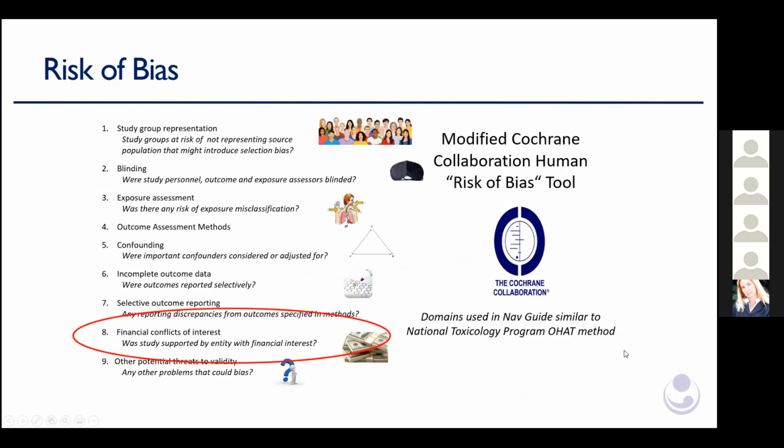And we have a tool. This is our risk of bias tool, and it's based very much off the Cochrane Collaboration's. I think it's now called the 1.0 tool that was developed many years ago. We attempt to look at the same types of biases across the study.